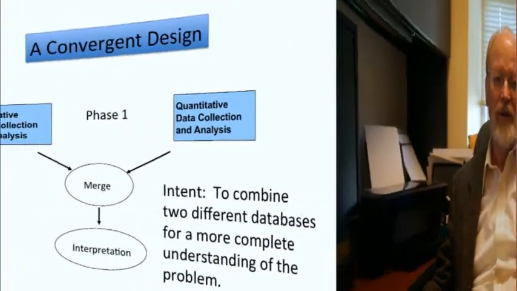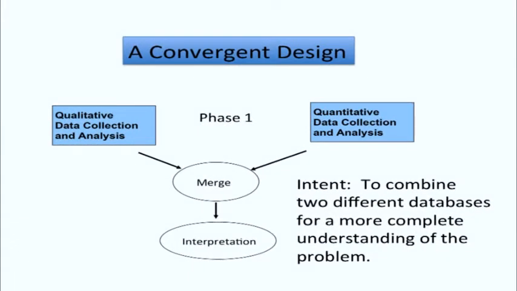So let's first start with this convergent design. And this is a very simple graphic of how the design sets up. We're going to collect qualitative data and analyze it, and quantitative data and analyze it, and then compare the two results. We're going to merge these two databases and then make an interpretation.